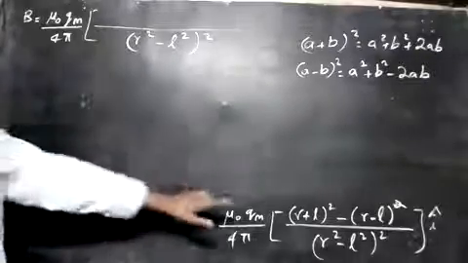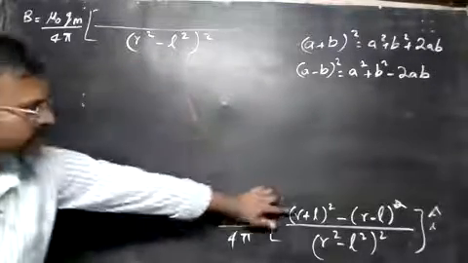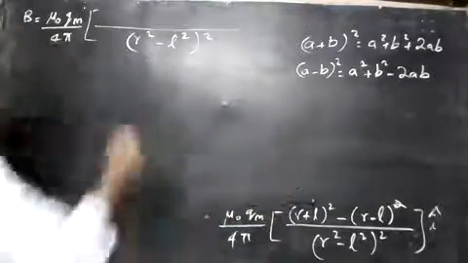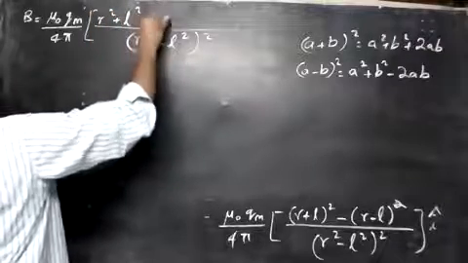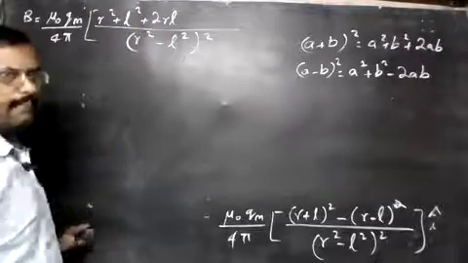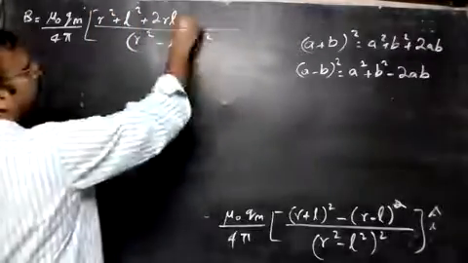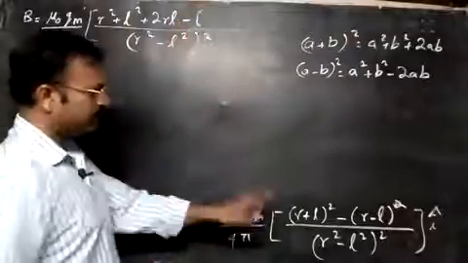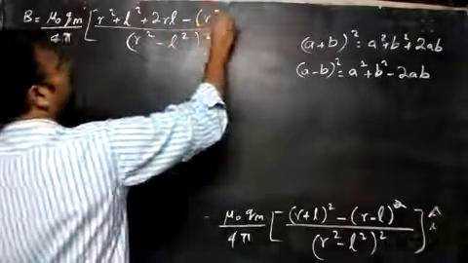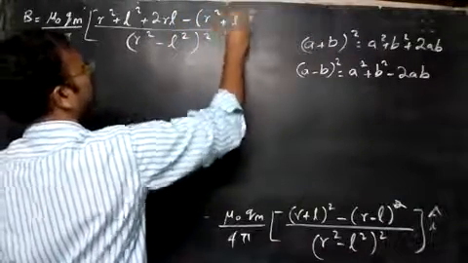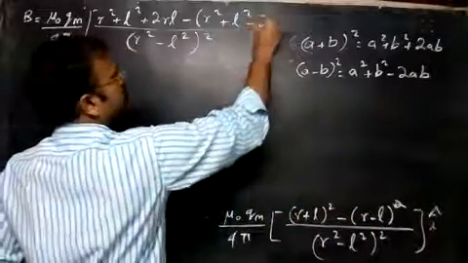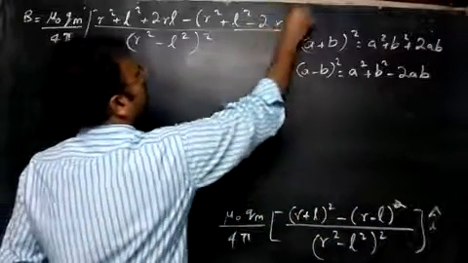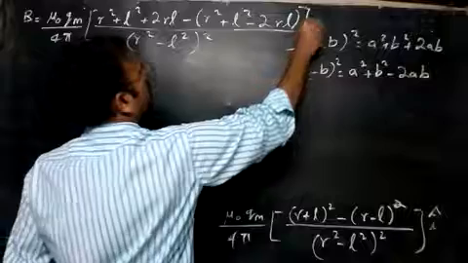So (r plus l) the whole square: instead of a we have r, instead of b we have l. So that will be r square plus l square plus 2rl. It's very clear. I'll use the first one. Then the minus sign, we'll write it down. Open the bracket. That will be r square plus l square, and then that will be minus 2rl. That into I cap.